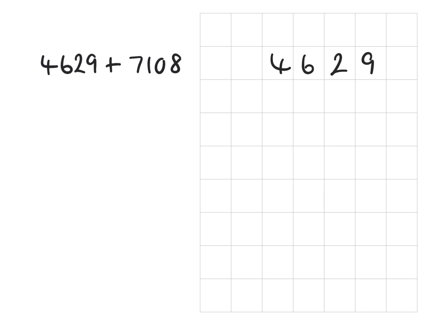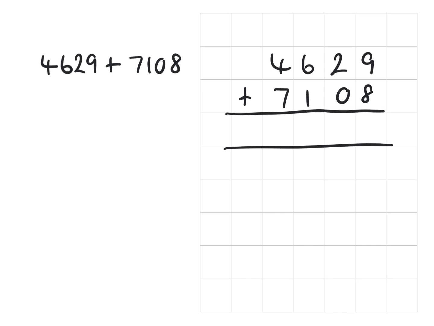So let's have a look at 4,629. And we're going to add that to 7,108. And what we can do is we're going to place those values into the square grid on the right hand side of the screen. So we've got 4,629. I'm going to add 7,108.